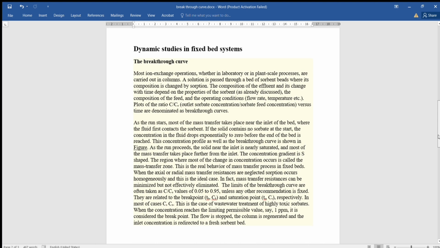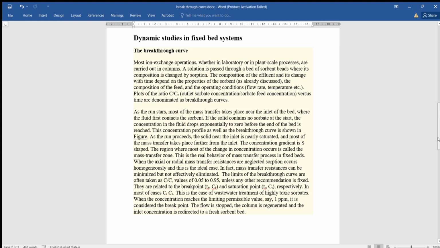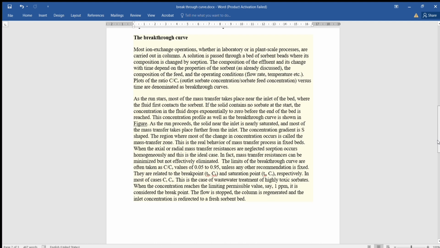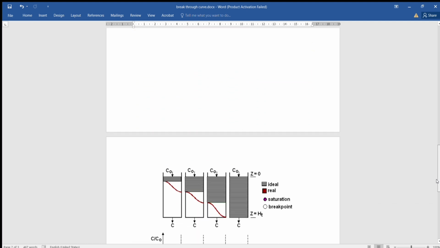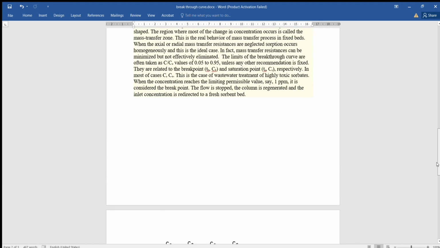We talked about the column, and this is the plot of the ratio, C over C naught, or Ct over C naught sometimes. So it's the outlet sorbate concentration over the sorbate feed concentration versus time. They are known as breakthrough curves. Initially, most of the mass transfer takes place near the inlet of the bed, where the fluid first contacts the sorbent. If the solid contains no sorbate at the start, the concentration of the fluid drops exponentially to 0 before the end of the bed is reached. The concentration profile as well as the breakthrough curve is shown down here, or you can see it even at the top. So initially 0, and then it goes almost to the exhaustion point.